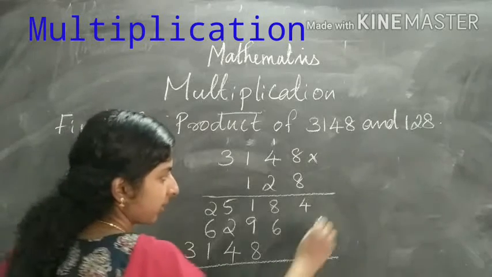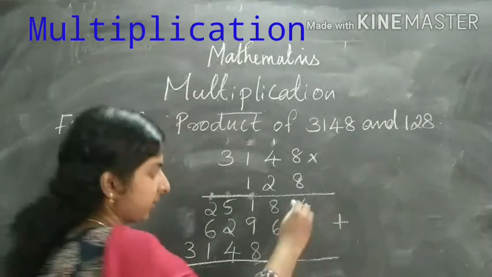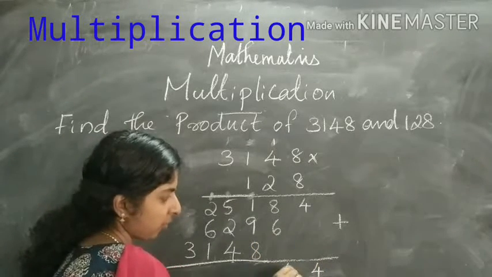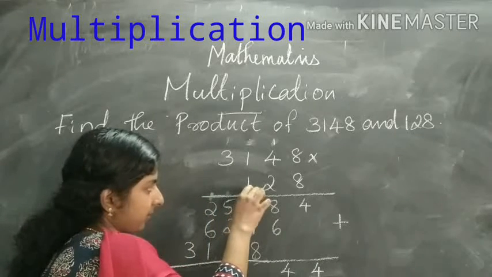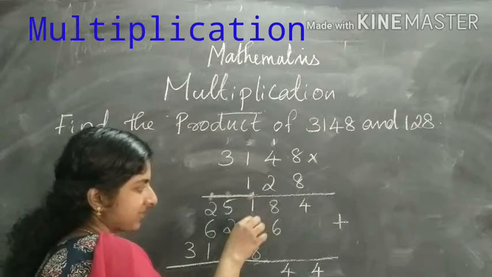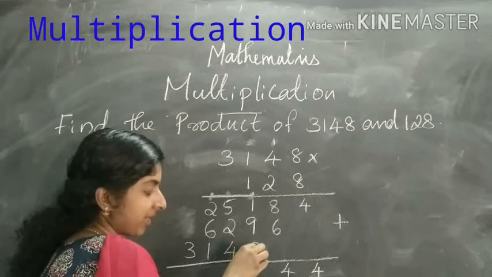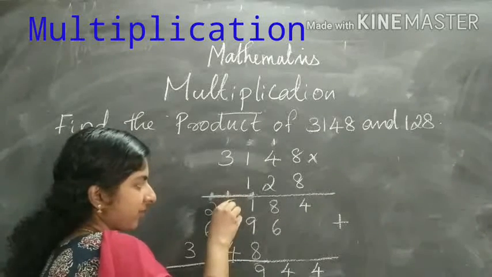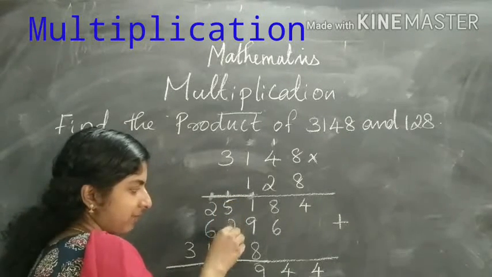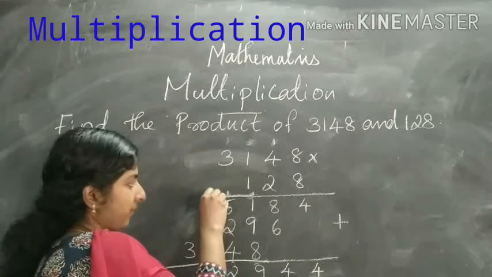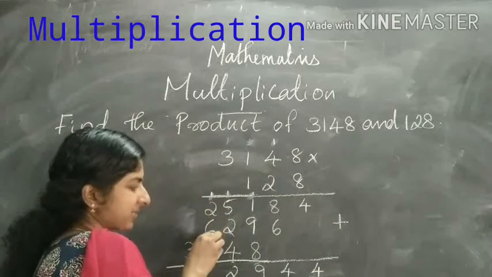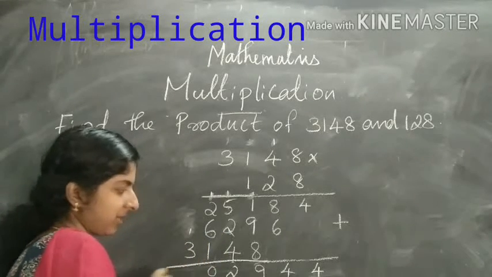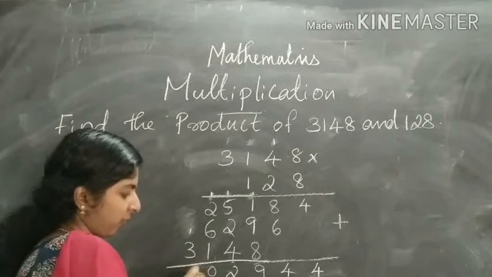Next, we have to add this. Here 4. 8 plus 6, 14. 4, 1 balance. Then 1 plus 1, 2. 2 plus 9, 11. 11 plus 8, 19. 9, 1 balance. 1 plus 5, 6. 6 plus 2, 8. 8 plus 4, 12. 2, 1 balance. 1 plus 2, 3. 3 plus 6, 9. 9 plus 1, 10. 0, 1 balance. Then 1 plus 3, 4.